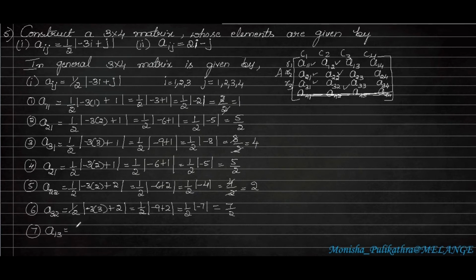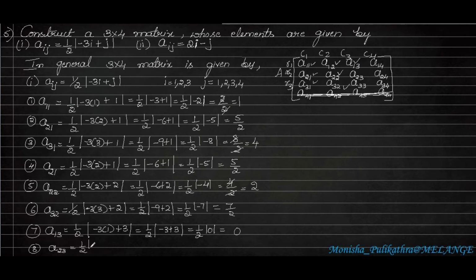Here i is 1 and j is 3. Half times (-3 × 1 + 3). Minus 3 into 1 is minus 3 plus 3, that is 0. So 0 by anything is also equal to 0. Next, A13 is over. We have to calculate A23.